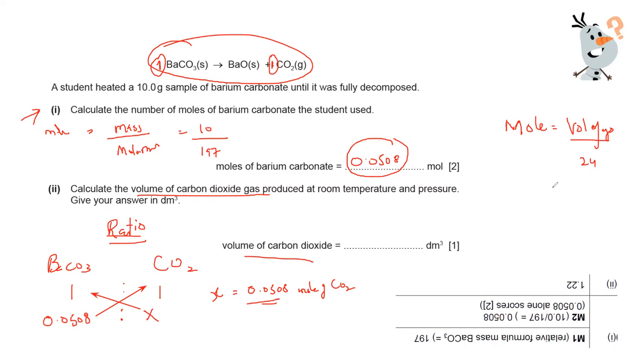Now the second part, the main part, because we need the volume of carbon dioxide and the formula which relates moles with volume. Moles equal volume divided by 24. So moles of carbon dioxide are 0.0508. Volume we don't know, divided by 24. If this 24 is divided, on the other side it will be multiplied. So 24 multiplied by 0.0508 will give us 1.22 decimeter cube. So that will be the final answer.